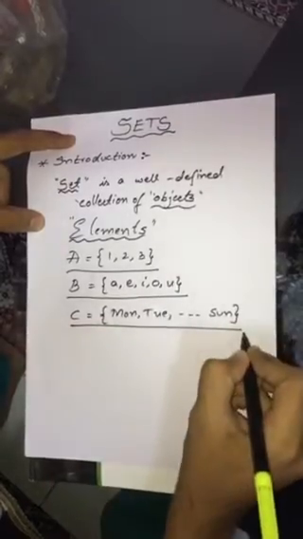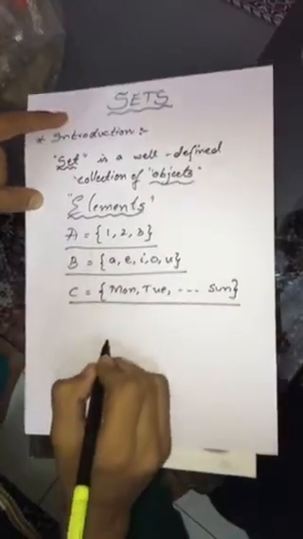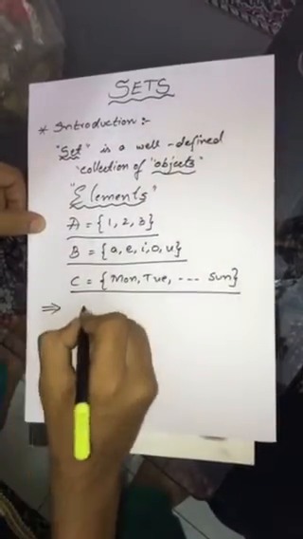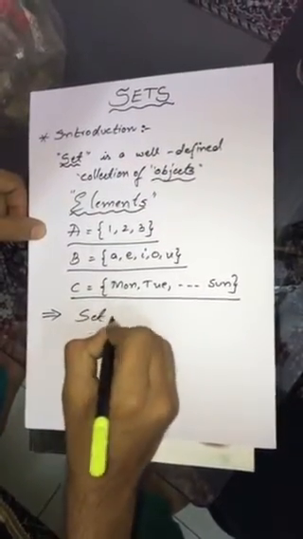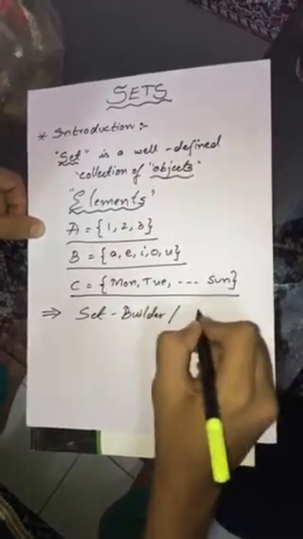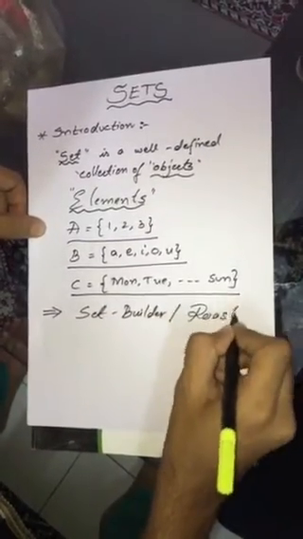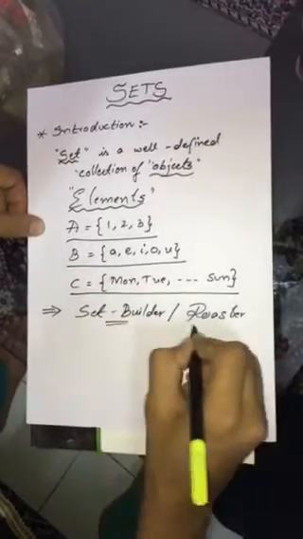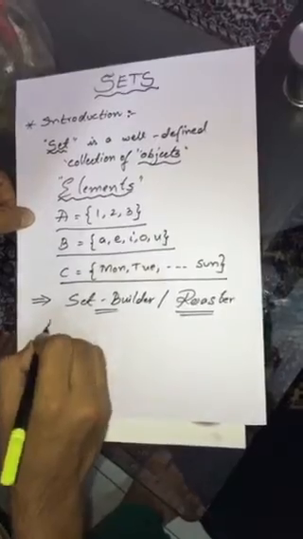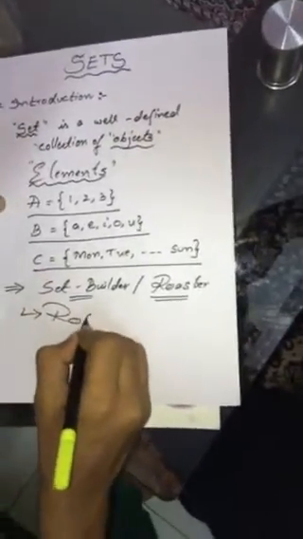This is another set. So this is the method of writing sets, and there are two methods of writing sets, that is set builder and roster. These are the only two forms that we use to write a set. First we'll discuss the roster form.